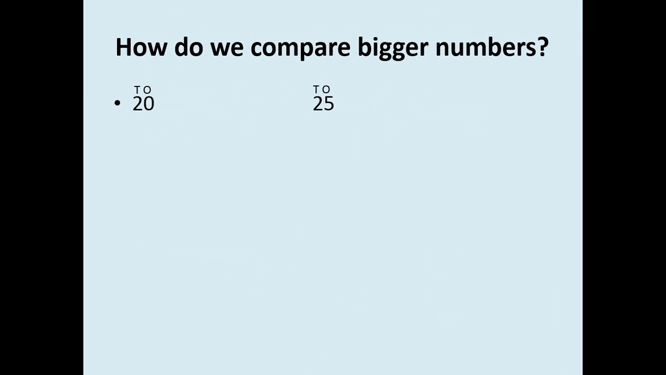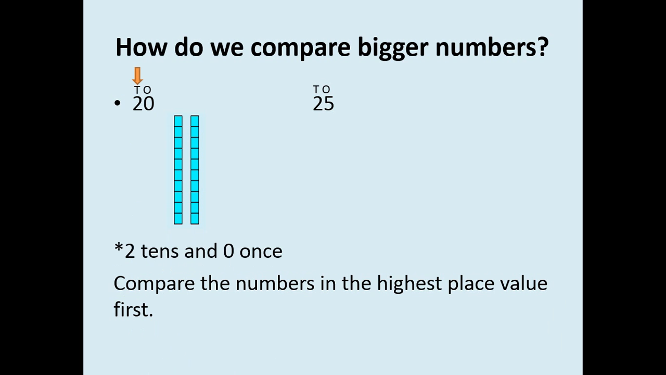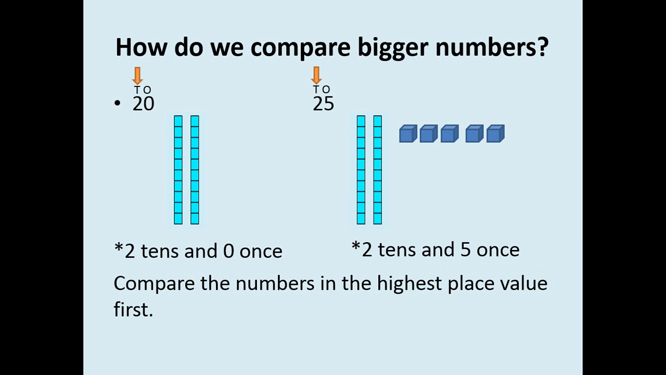But what if I want to compare bigger numbers? For example, 20 compared to 25. I must first look at the highest place value. Look at 20. 20 has a 2 tens place value. It has 2 tens and 0 ones. 25 has 2 tens and 5 ones. By looking at the base 10 blocks, I can tell that 20 is smaller than 25. I can write and I can read saying 20 is less than 25.